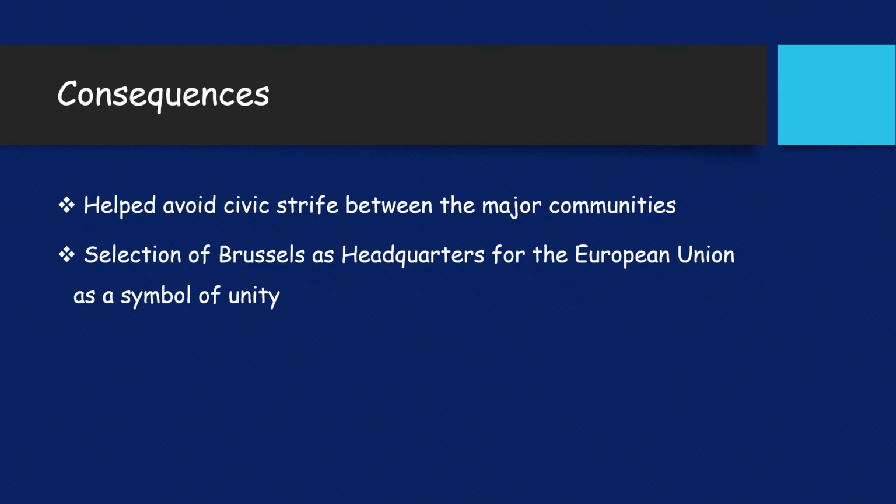Next, Brussels was chosen as the headquarter of the European Union, as a symbol of unity, because Brussels gives us the most beautiful example of power sharing.